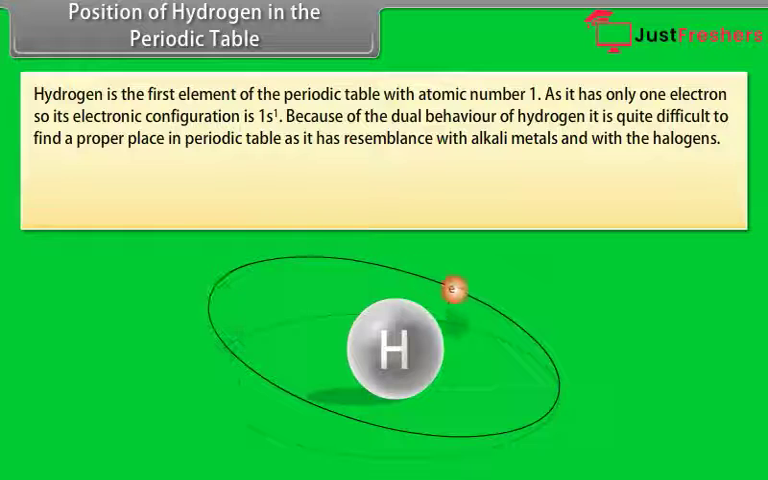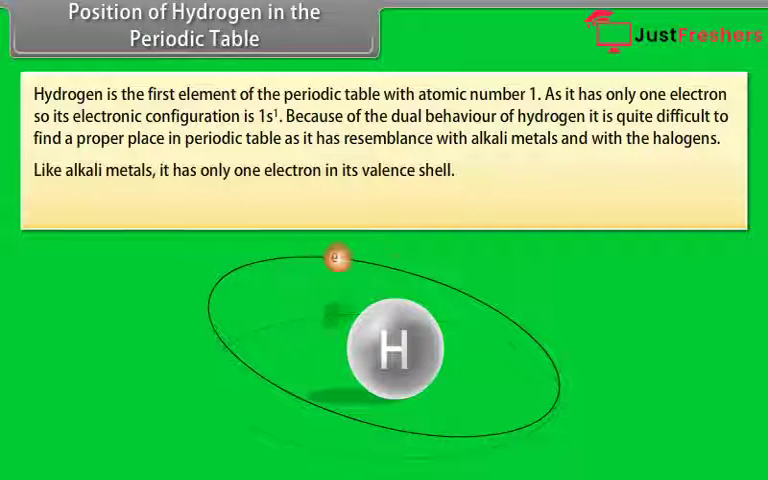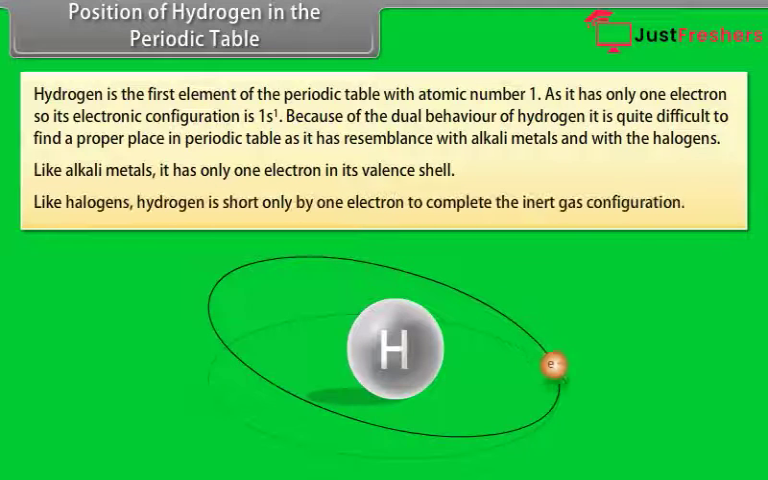Because of the dual behavior of hydrogen, it is quite difficult to find a proper place in the periodic table as it has resemblance with alkali metals and with the halogens. Like alkali metals, it has only one electron in its valence shell. Like halogens, hydrogen is short only by one electron to complete the inert gas configuration.